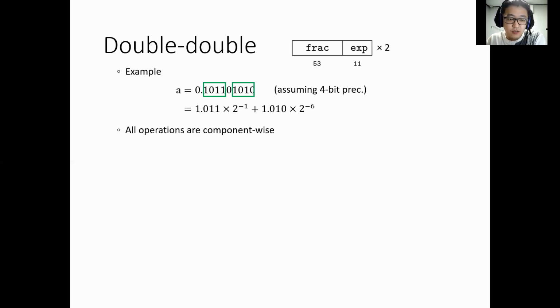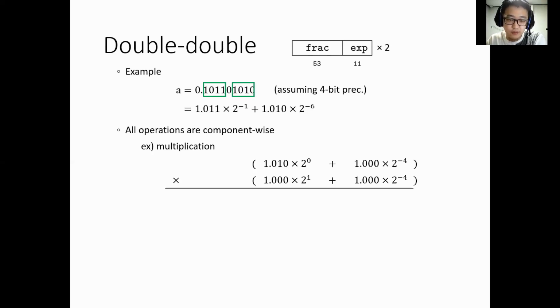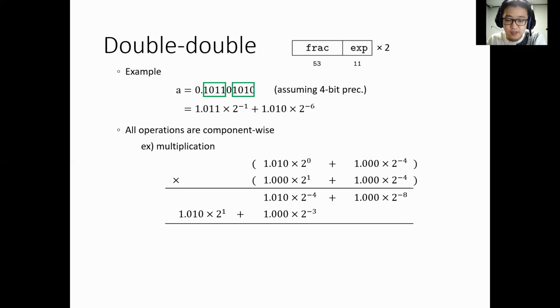And all the algorithms based on this data structure are also component-wise. For example, if you want to multiply two double-doubles, then we take these components and multiply them, also multiply the others, and then we add up by column, and then we have to, in this case, abandon the last or the smallest component, as double-double only stores 2 components at maximum.